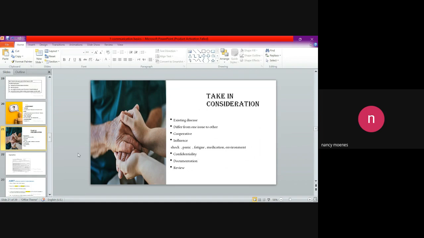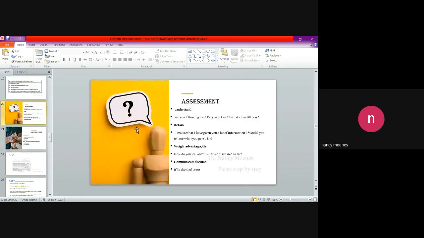So, basically, when I take the patient, I give him these four questions. Are you following me? Do you get me? This is about understanding. I realize that I have given you a lot of information. Would you tell me what you get so far? This is for retaining. How do you feel about it? And have you reached any decision or not? Okay, this is the capacity.